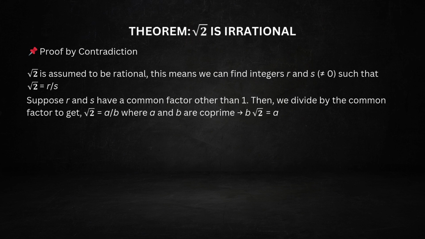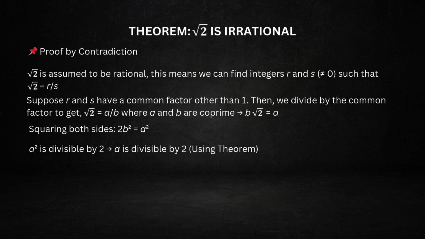By dividing both r and s by their common factor, we obtain a fraction y by b, where y and b are coprime, meaning they have no common factors other than 1. Now, let's square both sides. This equation tells us that y square is divisible by 2. But what does that mean? Since y square is divisible by 2, it follows from number theory that y itself must also be divisible by 2. So, let's write y is equal to 2 into c, where c is some integer.